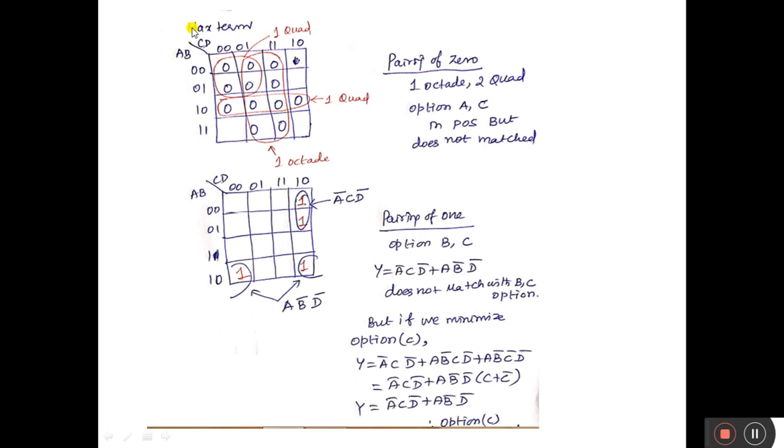So first I take the max term. From the given data, I fill all the zeros. Now if I try to minimize, this is one octet, 8 values, this is one quad and this is one quad. So 2 quads and 1 octet. Octet means the final answer may be only one variable. Quad means you can get 2 variables. So this is the POS form output I may get.